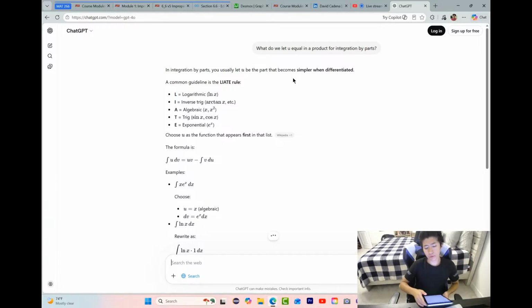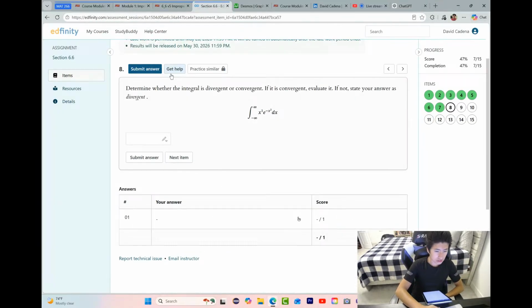Be the part that becomes simpler. That's right. So in this case, will e to the power of negative x squared become simpler? It won't. So therefore, u equals, looks like a v, bro. We're going to get confused. U equals x.